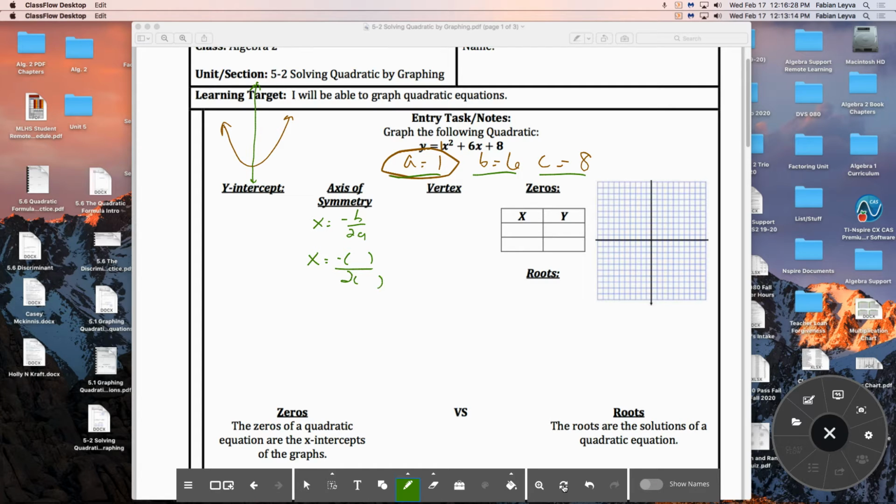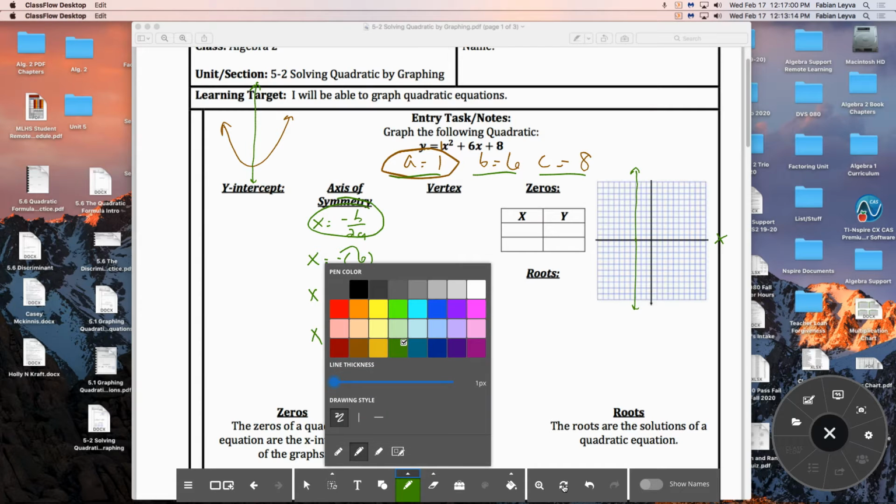So negative b: my b is a positive 6, my a is a positive 1. A negative times a positive is a negative 6, divided by 2 times 1, which is 2. Negative 6 divided by 2 is negative 3, so x is equal to negative 3. If I go to the left of my graph, this is my x-axis. Here is negative 3. The axis of symmetry is going to be that vertical line represented by x equals negative 3. Again, the hardest part is just remembering the formula, so make sure you have it down so you don't forget.